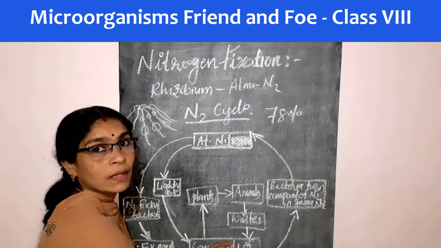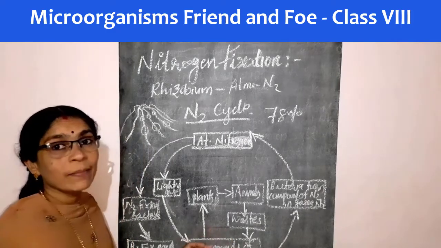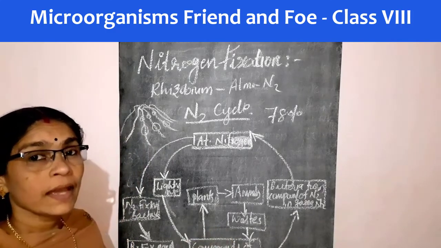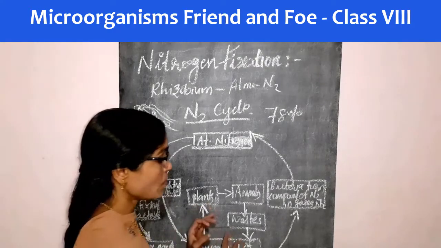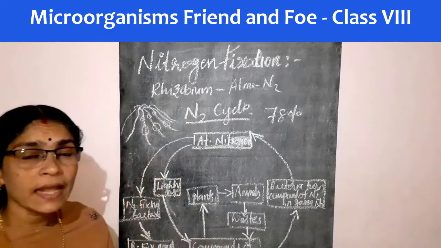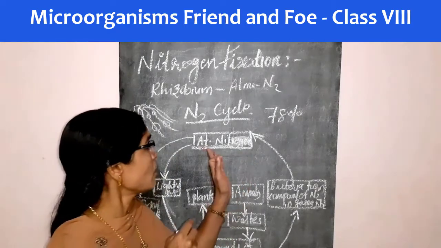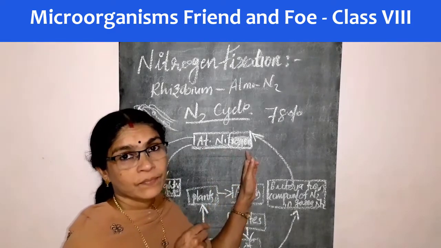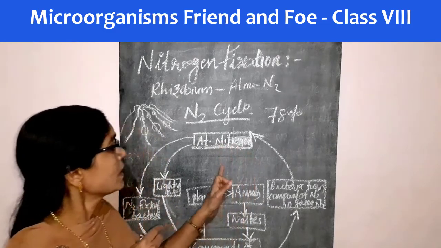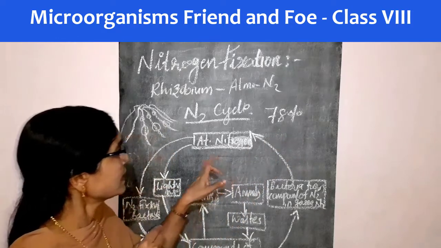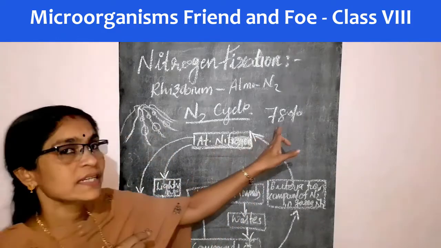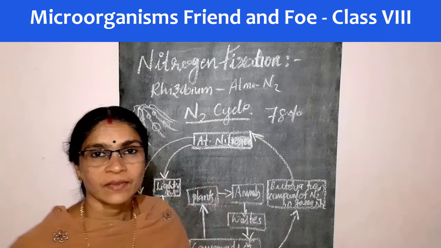From the soil, these compounds of nitrogen are degraded by some bacteria called denitrifying bacteria. They degrade the complex compounds of nitrogen and release free nitrogen in the form of nitrogen gas. So this is the way the amount of nitrogen is maintained in the atmosphere at 78%. Okay.